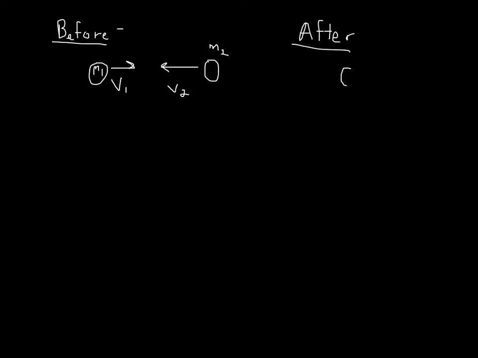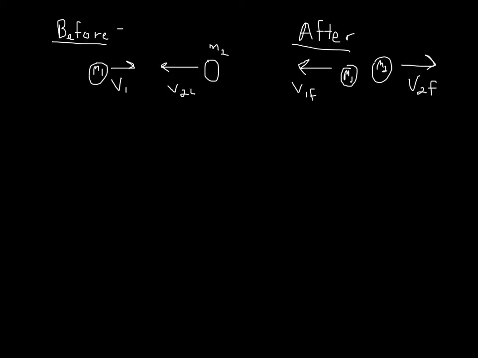Let's say I have a before situation where I have two maybe billiard balls that are traveling towards each other. I have mass 1, traveling with its initial velocity v1, and it smacks into another mass. We're going to call that mass 2, traveling with a velocity v2. They're going to collide, and afterwards they're going to bounce back. So after they bounce off of each other, I have mass 1. Now maybe it's changed its direction to v1 final, and I have a mass 2 that is now moving in a different direction, v2 final.